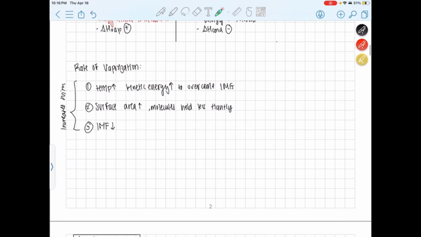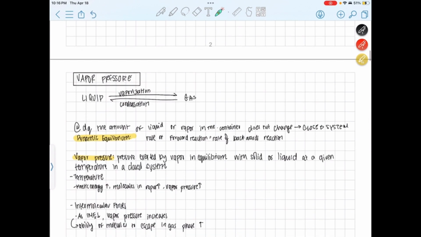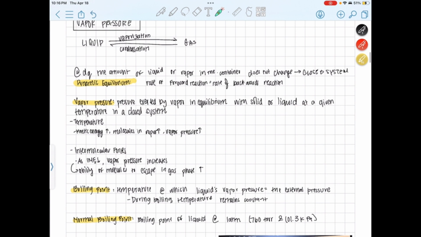Rate of vaporization. As temperature increases, the kinetic energy increases to overcome intermolecular forces, so the rate of vaporization increases. As the surface area increases, molecules are held less tightly, and therefore the rate of vaporization increases. As the intermolecular forces decrease, the rate of vaporization increases. Vapor pressure. That is the amount.